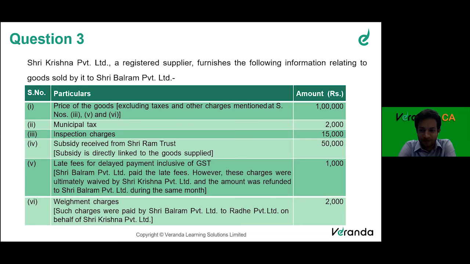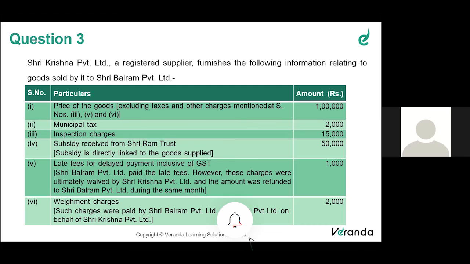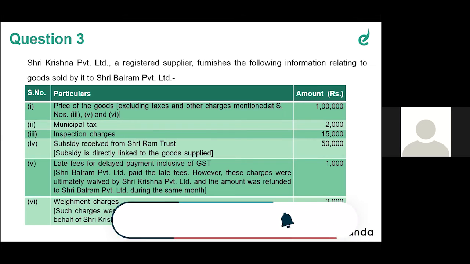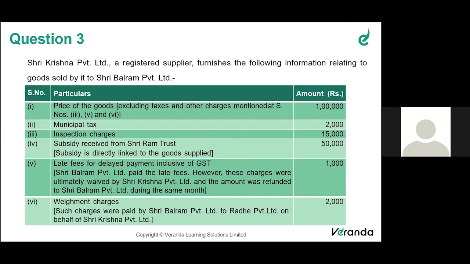Yeah, Nana, you can say. It's a simple question because the same provision we already discussed in the first question. So you can directly tell the answer. Yes, sir. In the price of the goods, we have to add the municipal tax, then the inspection charges, then the subsidy, because it is not received from any state government or the central government. And then we have to add the weighment charges. Fantastic.